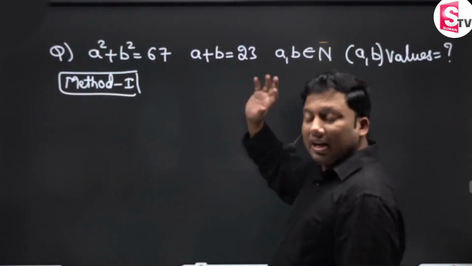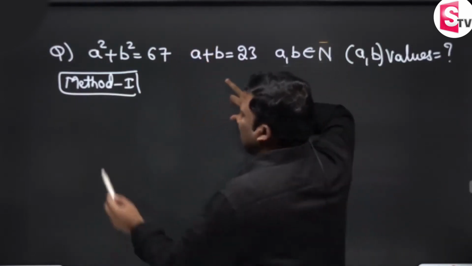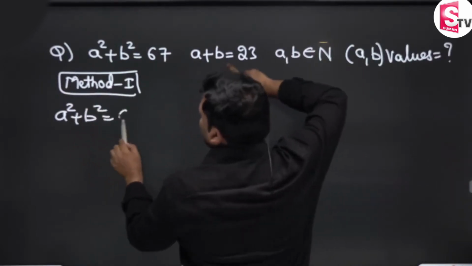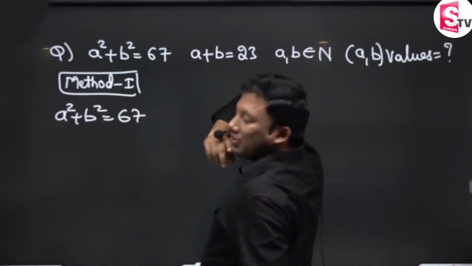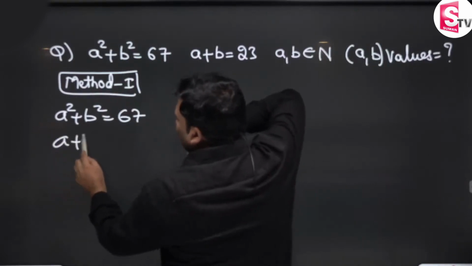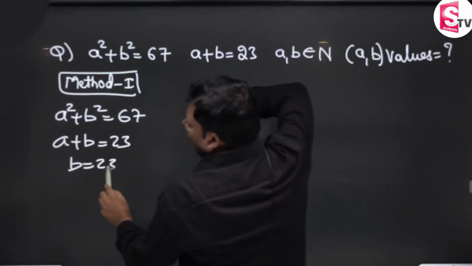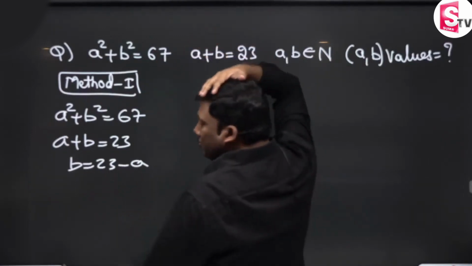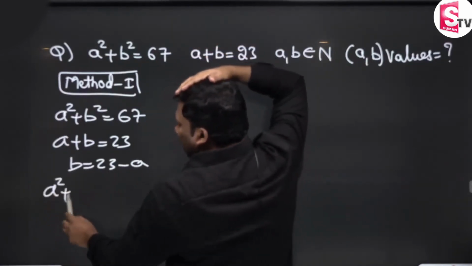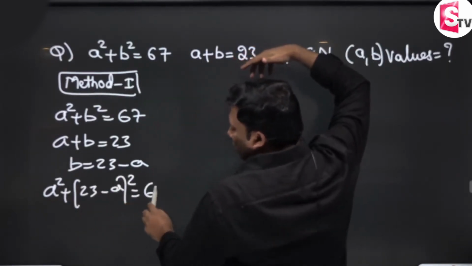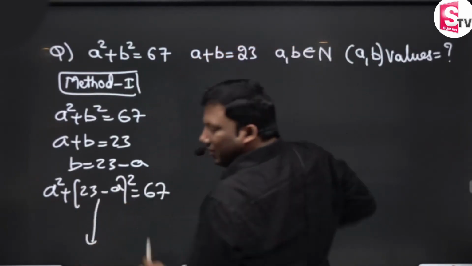99.99% of the students solving this question, who do not know Anil Nair's way of solving, will do what is taught in our school days. a square plus b square equivalent to 67, a plus b equivalent to 23. They will blindly substitute: b equivalent to 23 minus a. Substitute in the question: a square plus 23 minus a whole square equivalent to 67. They will solve it like this.